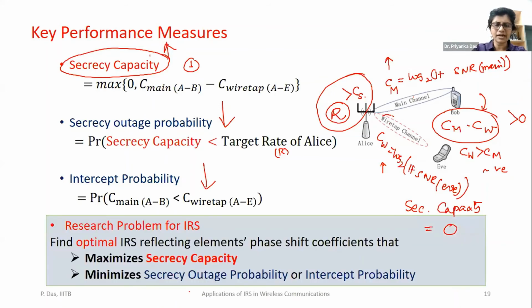Now we will see the role of IRS. The research problem for IRS in physical layer security is how you can adjust your phase shift elements such that you make sure your physical secrecy capacity is maximized, or secrecy outage probability is minimized, or intercept probability is minimized.